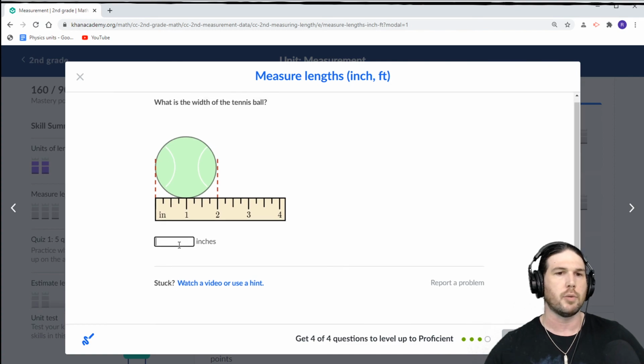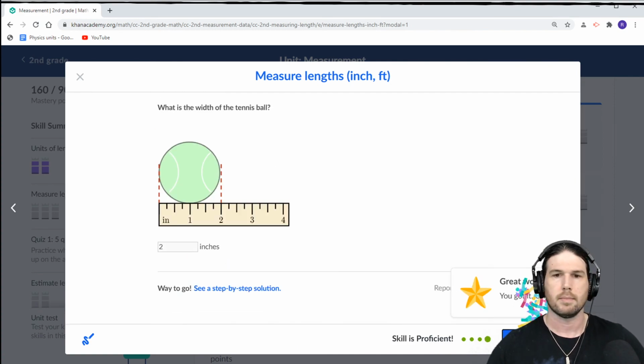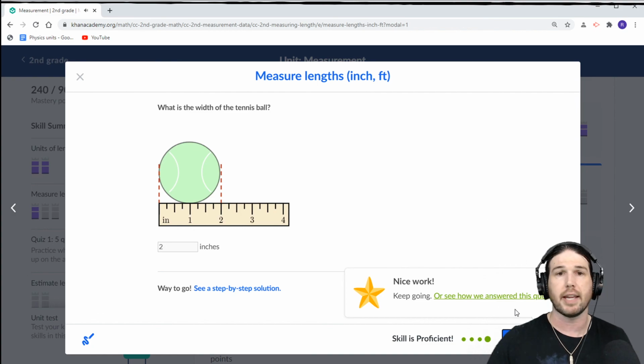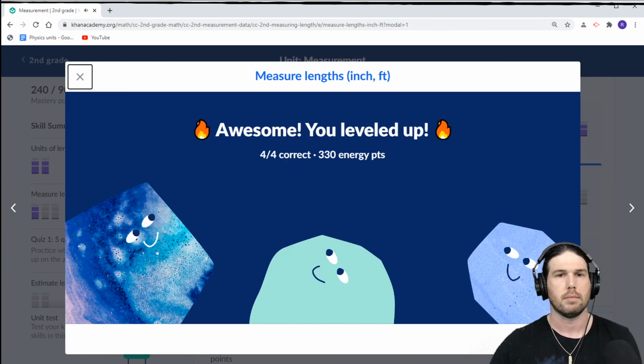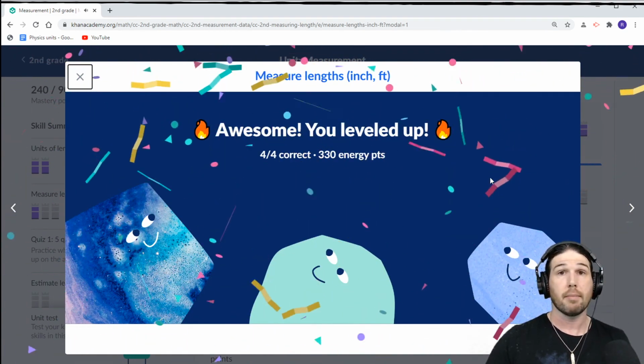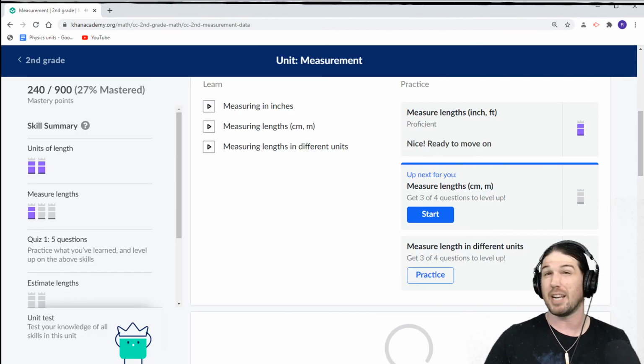This tennis ball is 2 inches wide. And that is measuring lengths in inches and feet. Now we're going to do the same thing with centimeters and meters, but I bet it's going to be really easy.